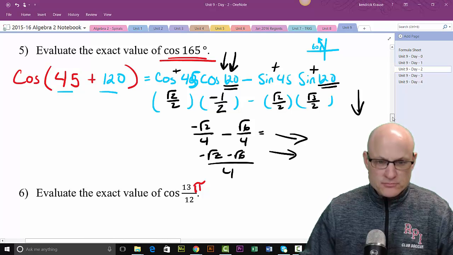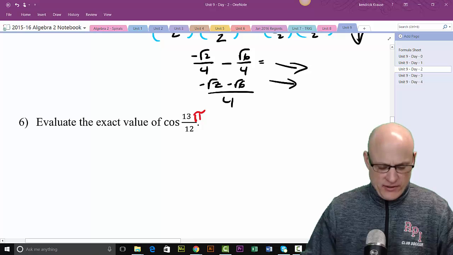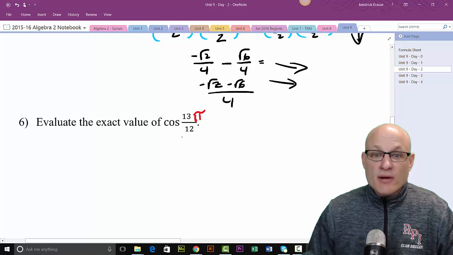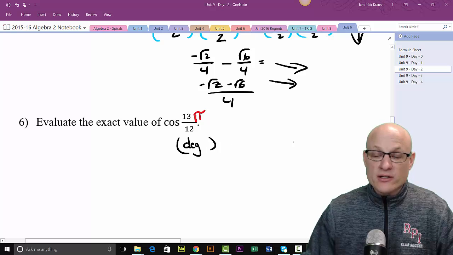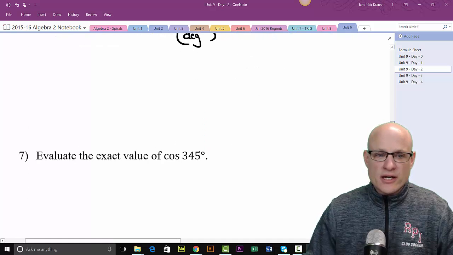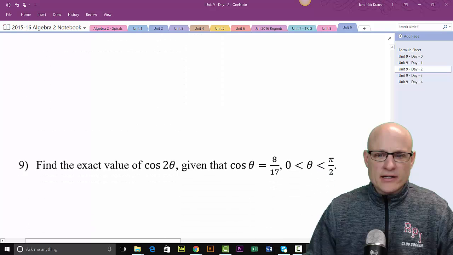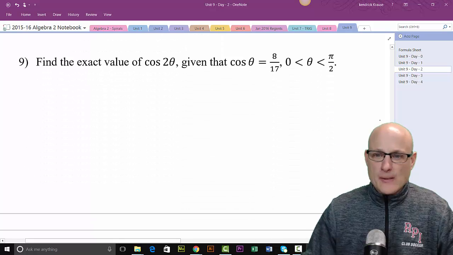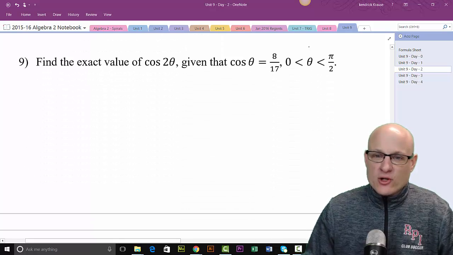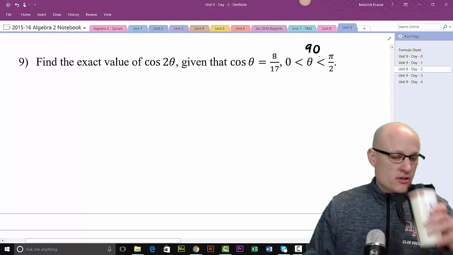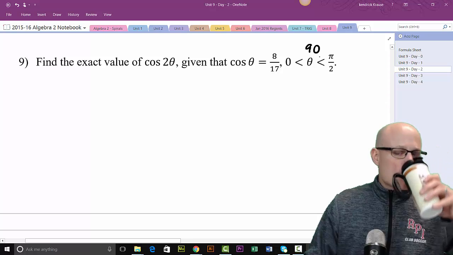Let me give you a hint on 6. You might want to turn it into degrees. Get some degrees in there, kids. Should be obvious. Number 9, cosine. So I'm telling you your cosine of your angle is between 0 and 90 degrees.